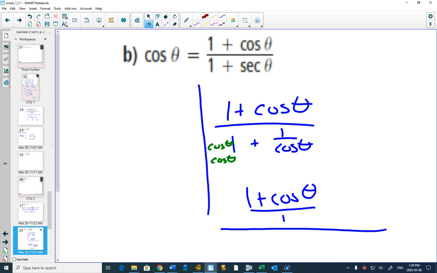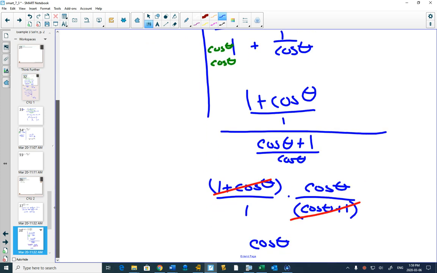So I need to multiply 1 by cos theta over cos theta, and then on the bottom I'm going to have cos theta plus 1 over cos theta. Oh, nice. The work's done for me.